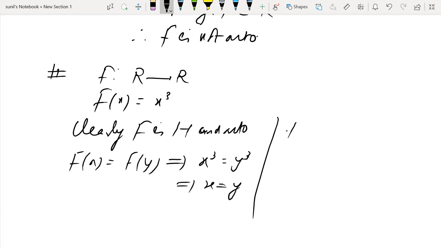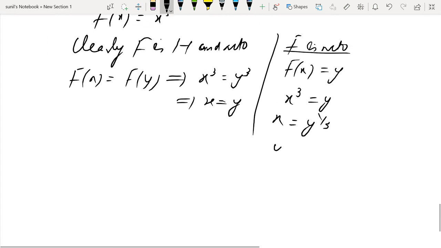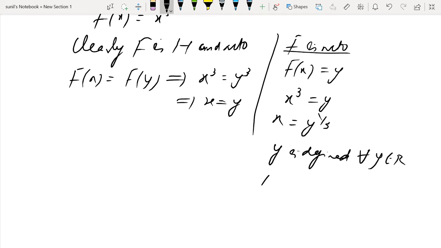If the cubes of the numbers are equal, then the numbers are equal. f is onto, because when f(x) is equal to y, then x cube is equal to y, then x is equal to y raised to power 1 by 3. So you can say that this is defined for all y belonging to R. So range f is equal to R. f is onto.